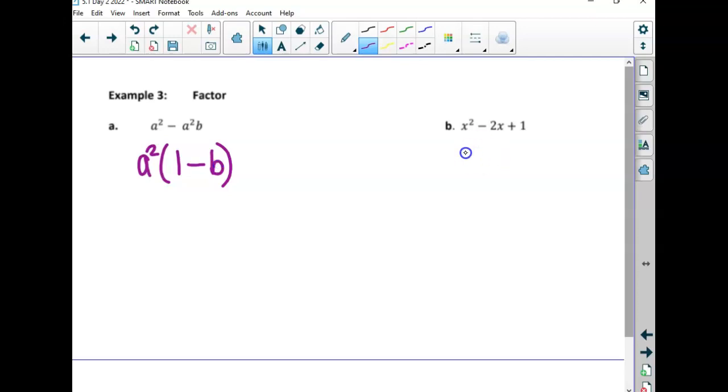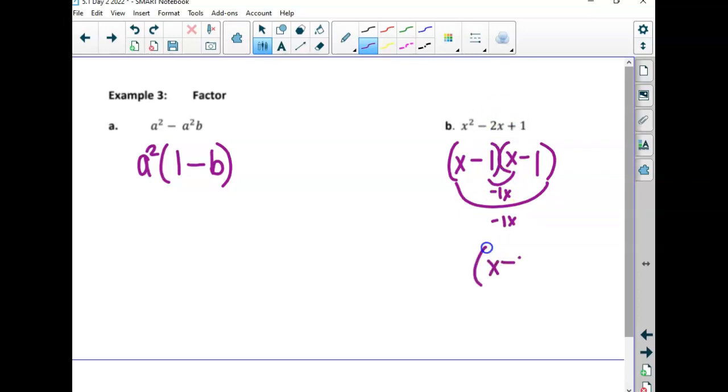All right, what about b? That one is a trinomial. There's 3 terms. X squared is an x and an x. To get a 1 at the back, we need a 1 and a 1. What signs would give us a -2 in the middle? -1 and -1. We have a -1x and another -1x. So we'd get that -2x in the middle. Now, that could also have been written like this. Everybody okay with that? X minus 1 quantity squared.